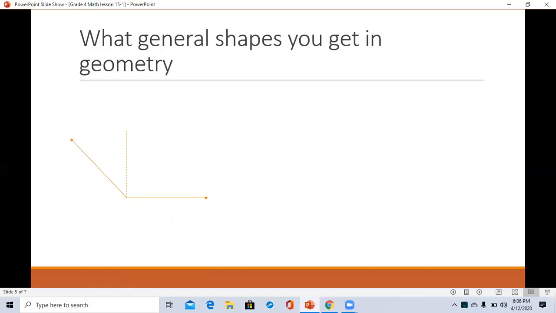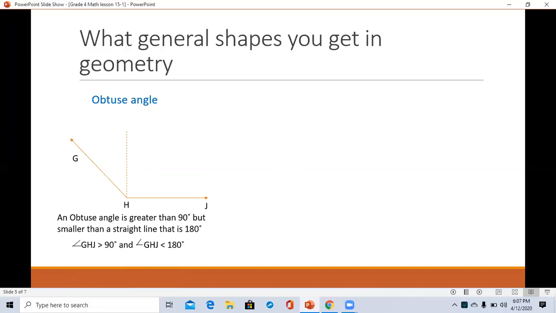If the angle is a little bit bigger than 90 degrees, like depicted here, we can say this is an obtuse angle. We name this obtuse angle GHJ. An obtuse angle is greater than 90 degrees, but smaller than a straight line, that is 180 degrees. When we name this obtuse angle, we say that angle GHJ is bigger than 90 degrees, and angle GHJ is smaller than 180 degrees.